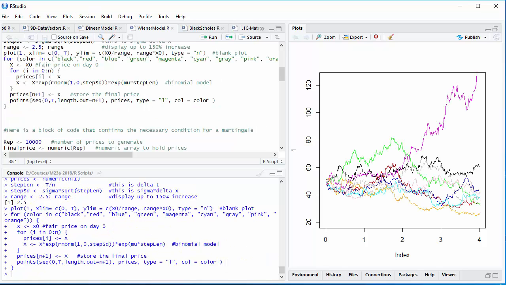All I did was start with the price on day 0, and for each step I took the price, and what I'm doing here is instead of a fixed step up or step down, I'm just using a normal distribution that has the same expectation, namely 0, and the same variance as our binomial distribution.